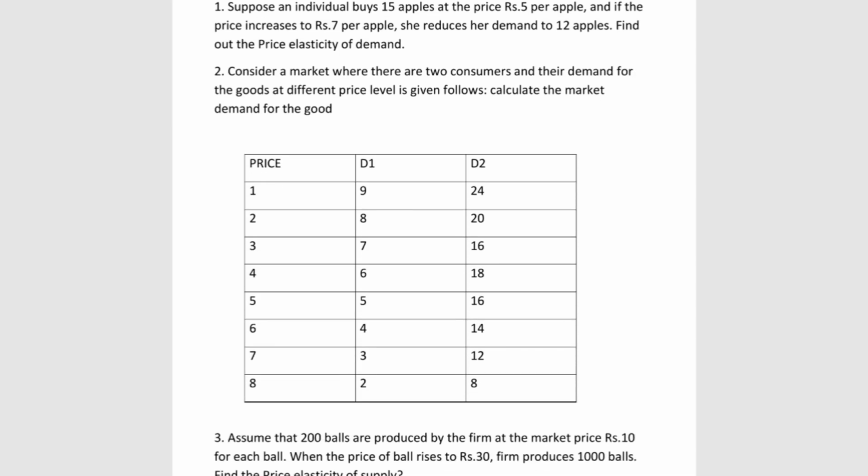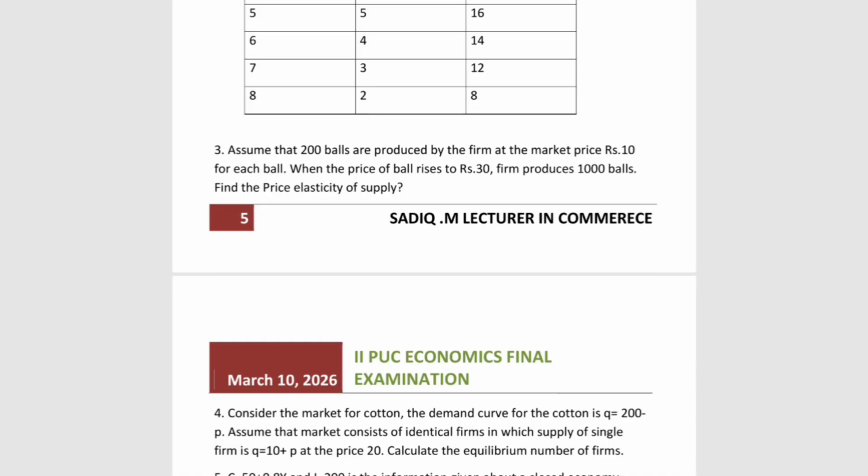Okay, they have given the price and D1 and D2. We need to find out the market demand. By adding D1 and D2, we will get the market demand.